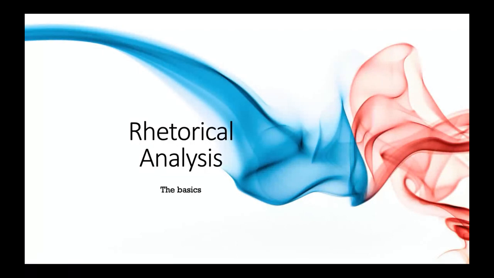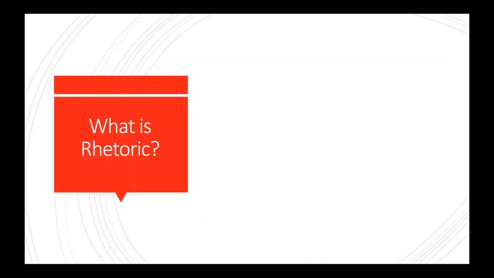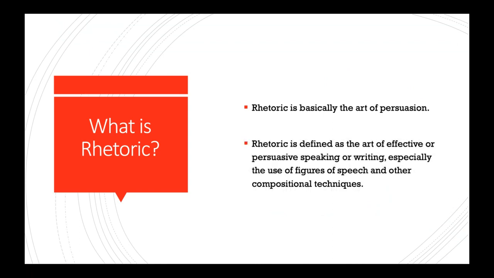In this video, I'm going to show you the basics of rhetorical analysis, basically what it is. So first, what is rhetoric? Rhetoric is basically the art of persuasion. Rhetoric is an argument and the way that we make it and what we say. Rhetoric is defined as the art of effective or persuasive speaking or writing, especially the use of figures of speech or other compositional techniques. So when you think of rhetoric, you need to think about how an argument is constructed.